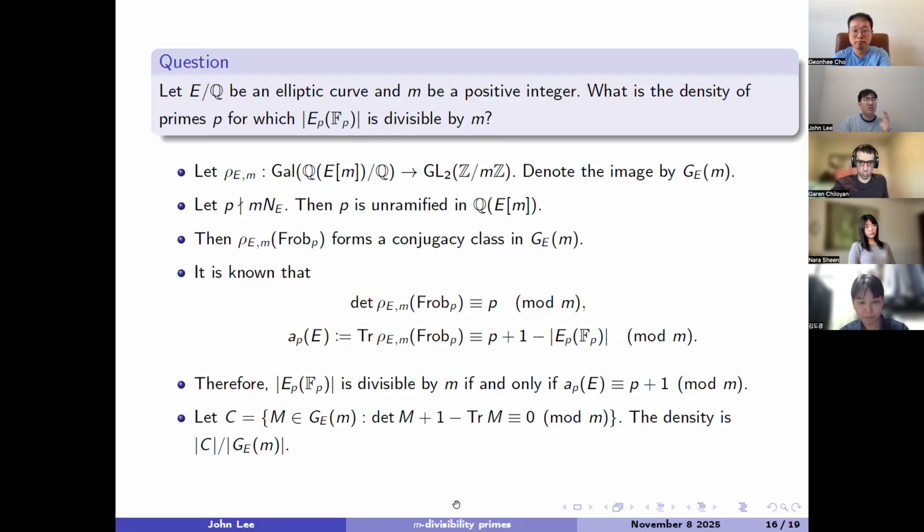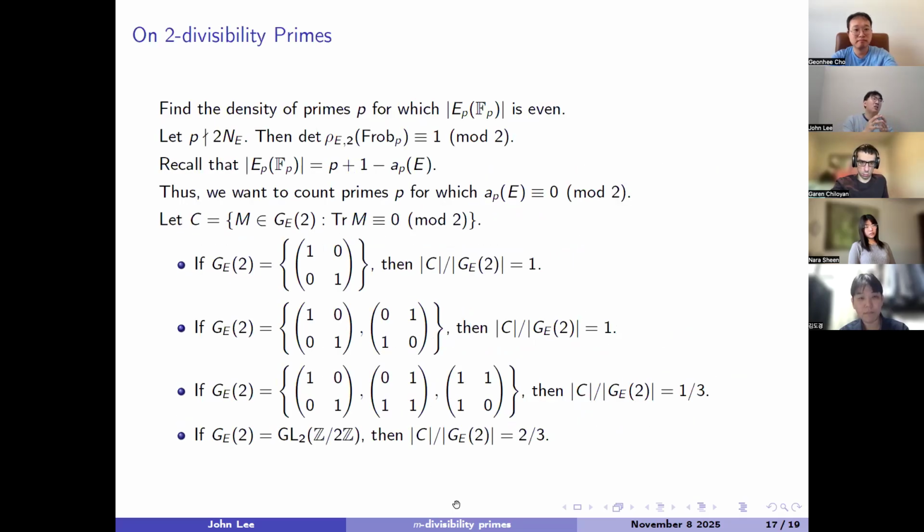It just sounds like abstract math, so again, let's work on the easiest case: the density of primes where the size of E(F_p) is even. In this case, I need to choose p not dividing 2, because I want to talk about the mod 2 Galois representation. So m is 2. And of course, the conductor N_E, the bad primes.